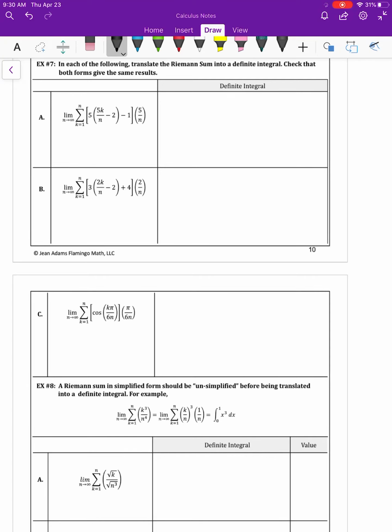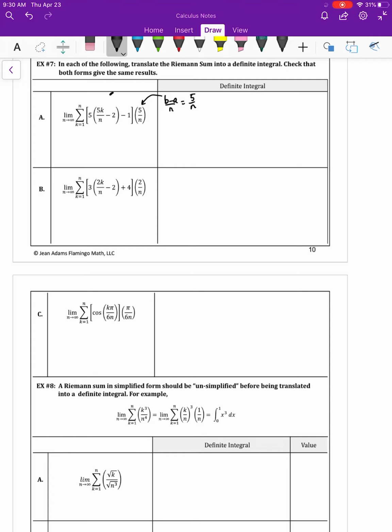Example 7. In each of the following, translate the Riemann sum into a definite integral. Check that both forms give the same results. Well, you can't do that because your calculator doesn't do a limit like mine does. So, sorry about that. You can Google it and try to figure out if you can somehow do it, but I think it's only on the CAS for the TI Inspire. But let's try and figure this out.